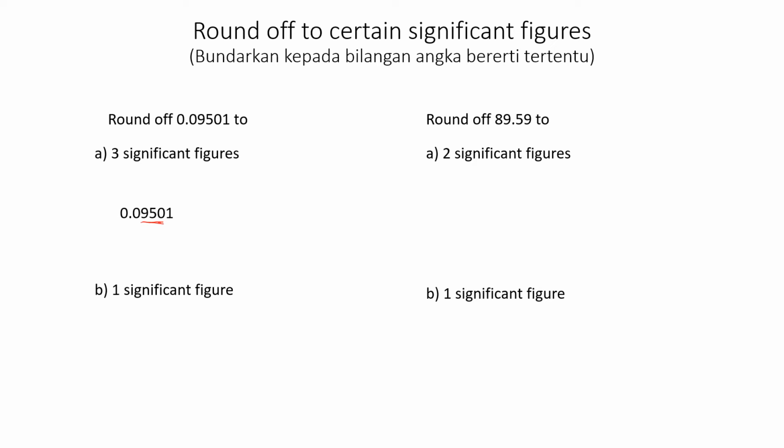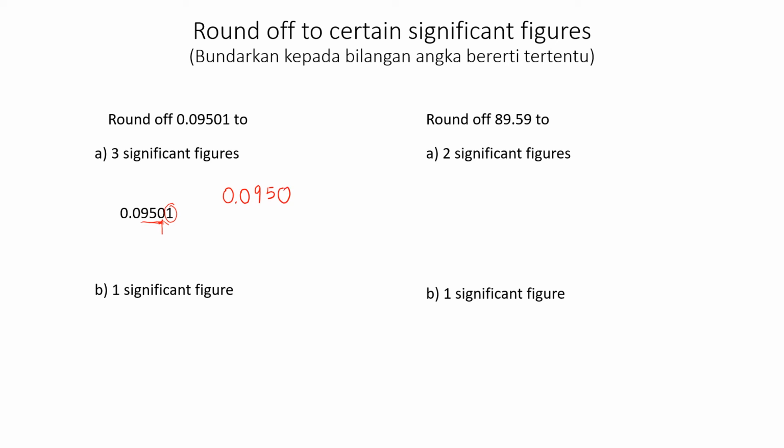We look at the number beside these 3 numbers, to see whether we need to round up or remain the same. In this case, this is 1, so we don't round up. If it is 5 to 9, then we round up. The 3 significant figures for this number are 0.0 and 9, 5, so that will be 0.